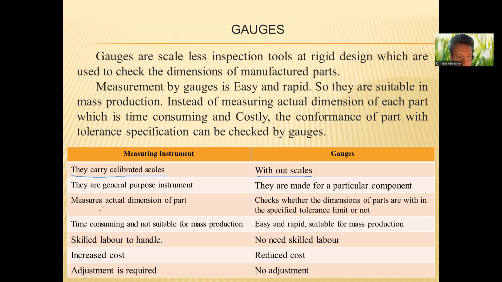A measuring instrument measures the actual dimension of the part. And gauges check whether the dimensions of parts are within the specified tolerance limit or not.